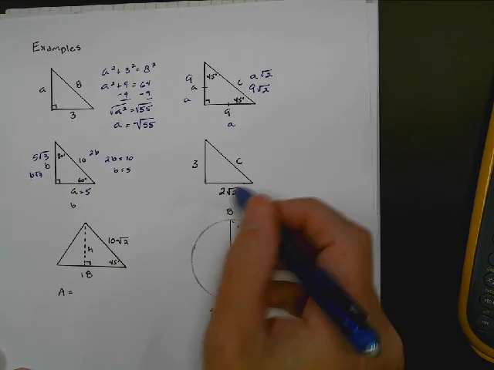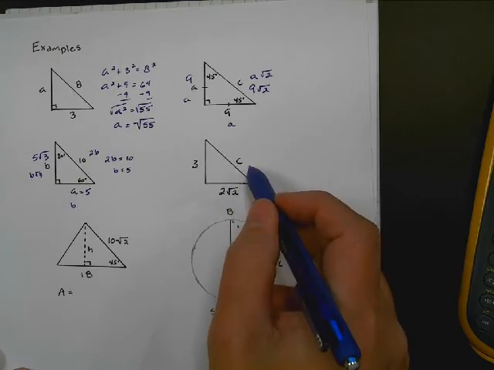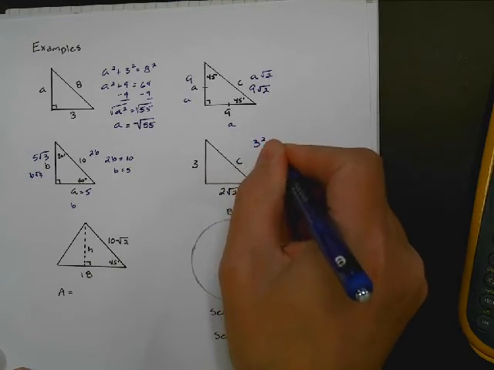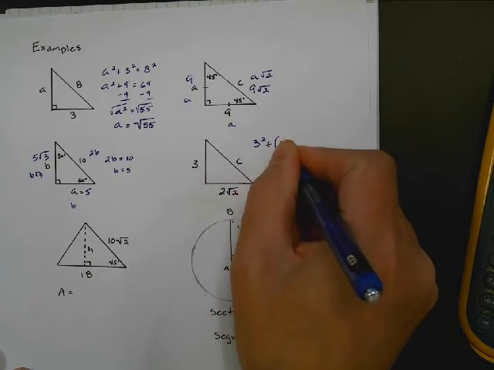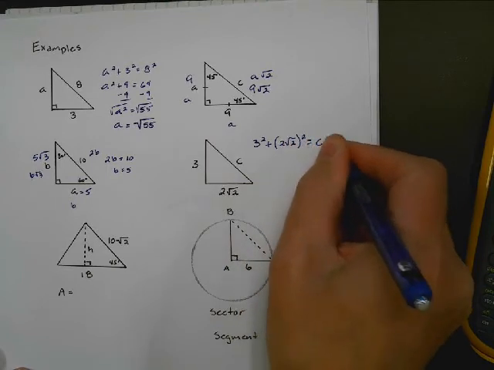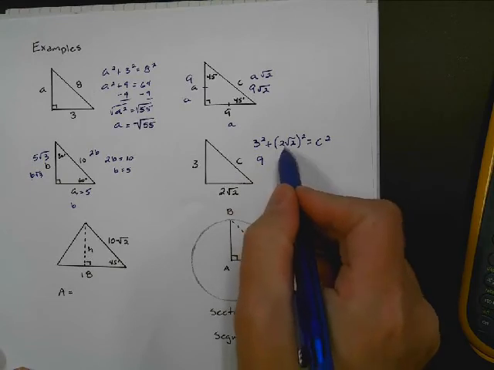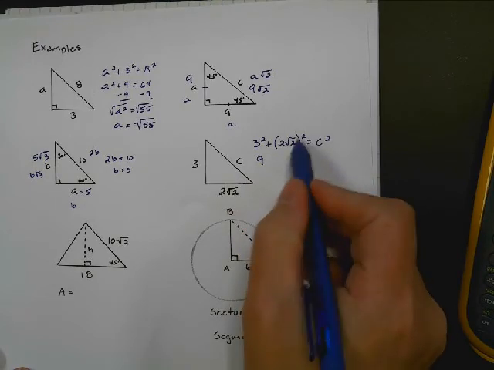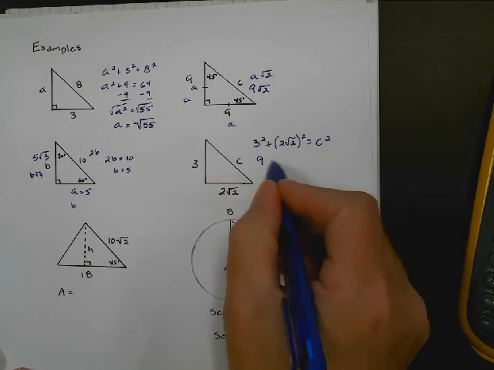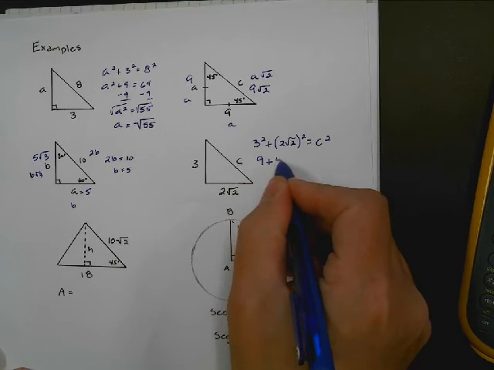Okay, over here, I know 2 sides, and I want to find the third side. So this is a Pythagorean Theorem problem. We do 3 squared plus 2 root 2 squared equals c squared. So 3 times 3 is 9. Now what's 2 root 2 squared? I'm going to square the 2 and I'm going to square the root 2. So 2 squared is 4.